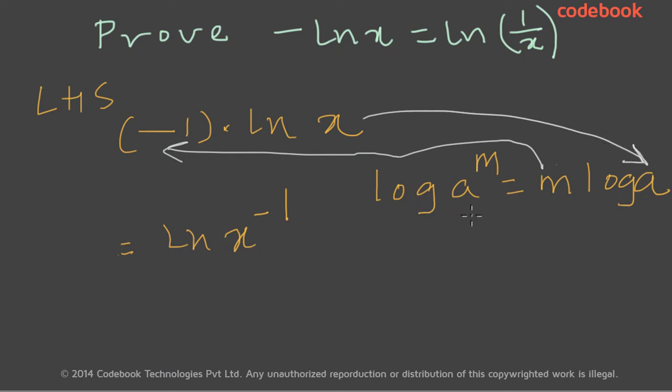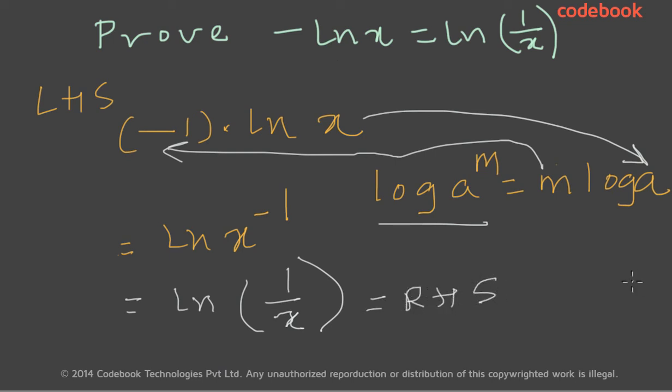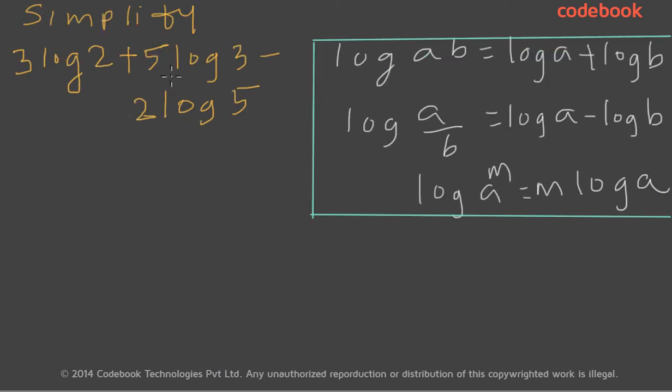So that can be represented as log of a power m. So log a, which is x, power m, which is minus 1. So ln x power minus 1. So x power minus 1 is nothing but 1 by x. By applying the law of logarithm, we are able to prove the left hand side is equal to right hand side. So finally, let's try to solve this expression.